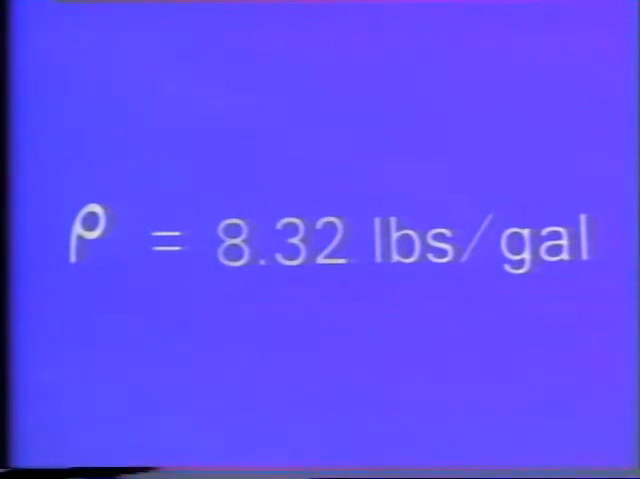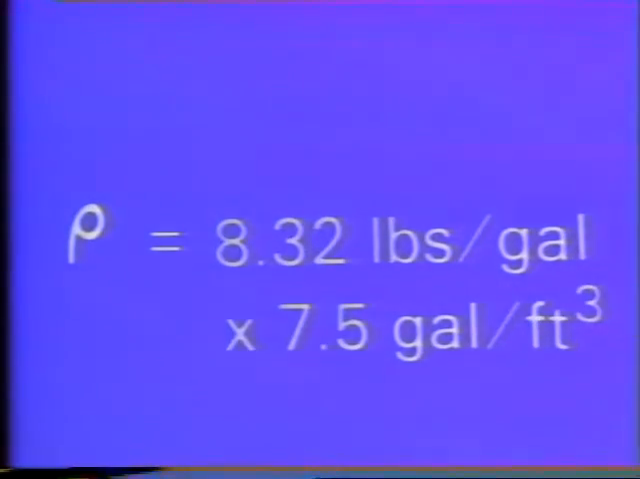If we need to convert this to cubic feet, we do it this way. 8.32 pounds per gallon times the conversion factor, 7.5 gallons per cubic foot, gives us 62.4 pounds per cubic foot as the density of the water. Remember this value, 62.4 pounds per cubic foot as the density of water. We're going to use it again in a few minutes.